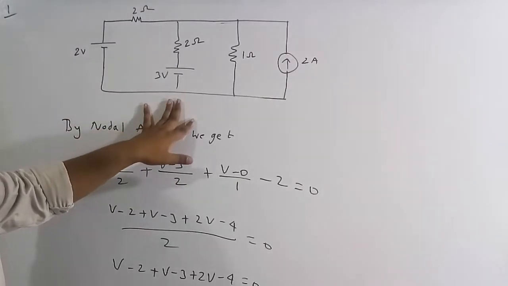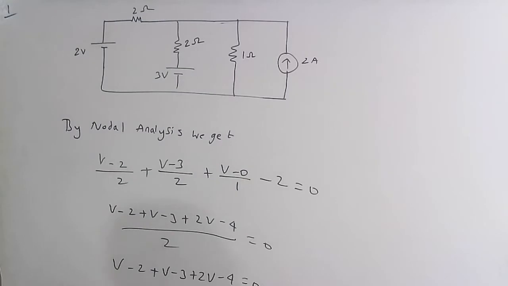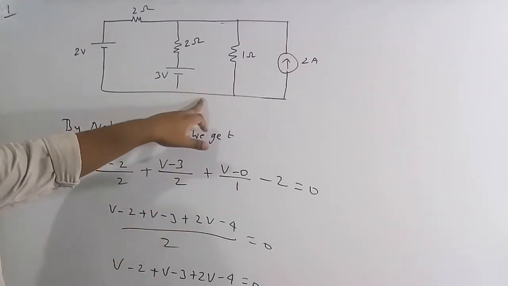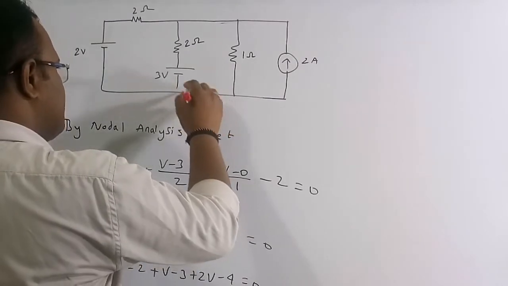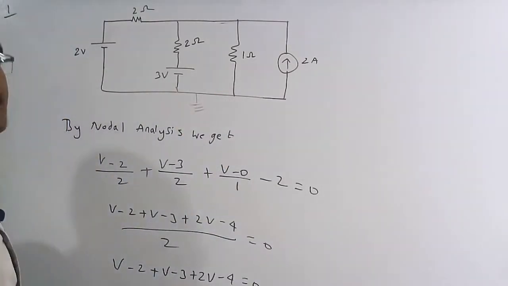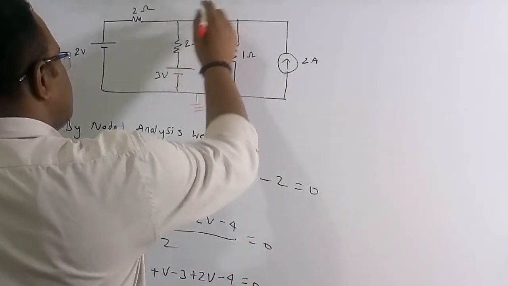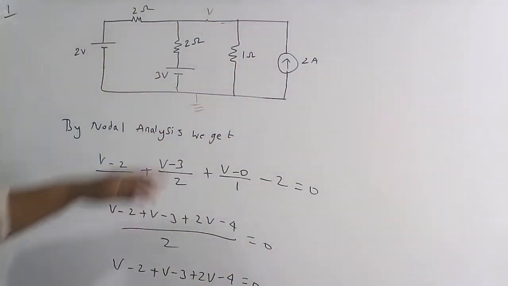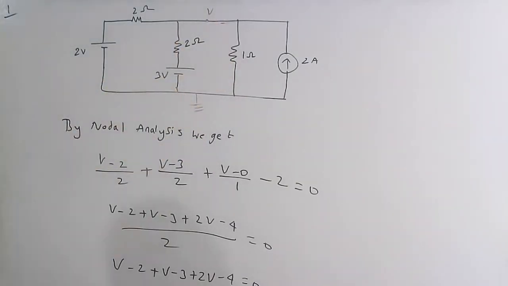So let's solve this numerical. This is the circuit diagram given in the question. Here we need to find the current in this 1 ohm resistor. If you see carefully, there are only two nodes: this is the bottom node and this is the upper node. Therefore I am going to assume this as the reference node, so this is zero potential. The other node voltage, let me assume, is V. So this node has a potential V with respect to this ground potential. Now I am going to solve this question by nodal analysis.